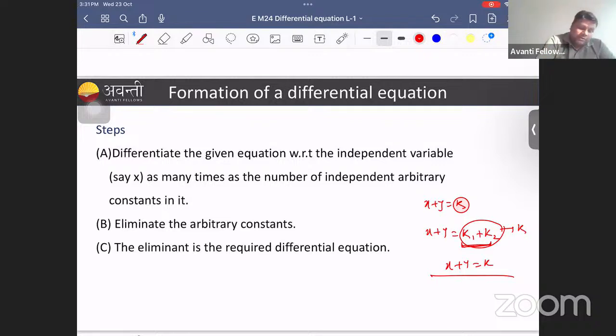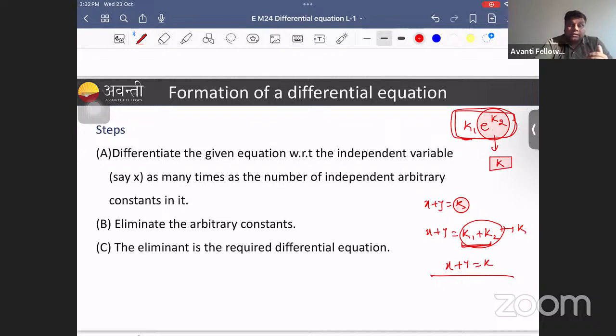Like in some question, you are getting k1 times e to the power k2. Am I clear? Now this k1 is a constant. This e to the power k2 is also a constant. So keeping all of them together, you can replace them by another k. So there are not two constants. There is only one independent arbitrary constant, that is k.